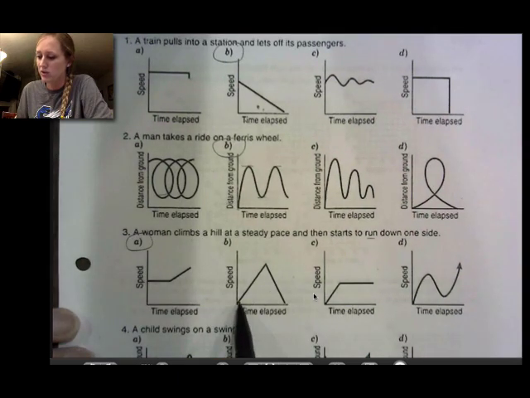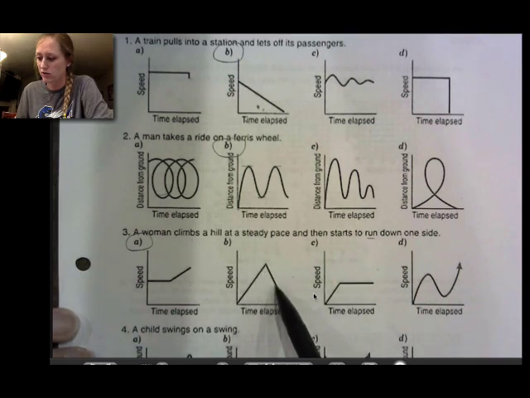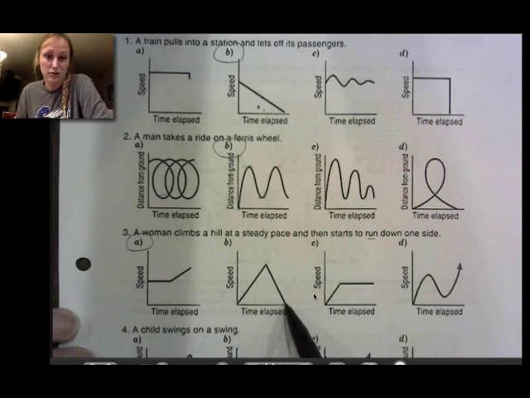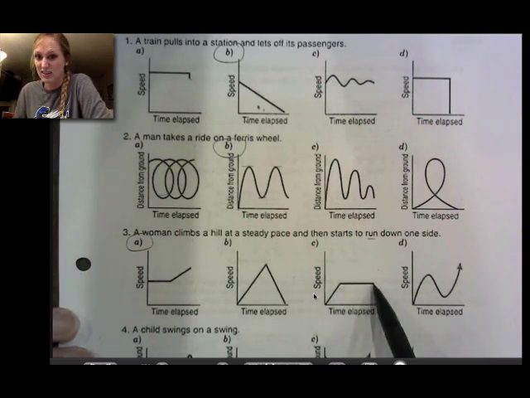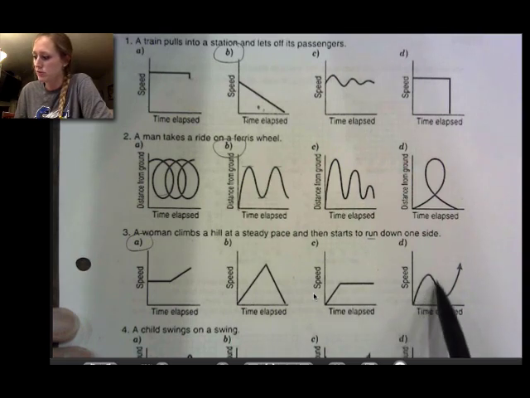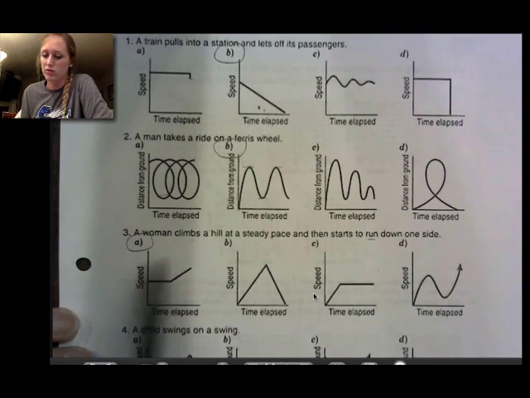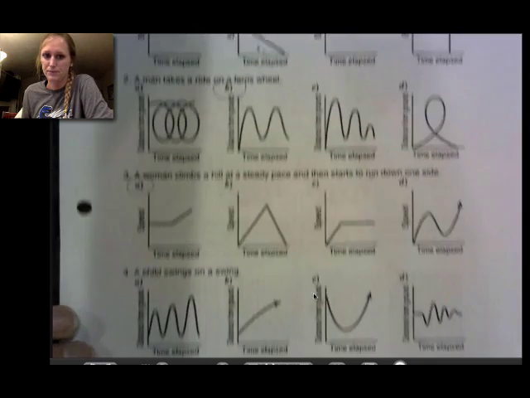This one, even though it looks kind of like a hill, says she's speeding up, speeding up, speeding up, slowing down, slowing down to a stop. That's not what's being described here. This one is she's speeding up and then staying at that speed for a while. This one is speeding up, slowing down, speeding up. So this is the only one that really matches our scenario.